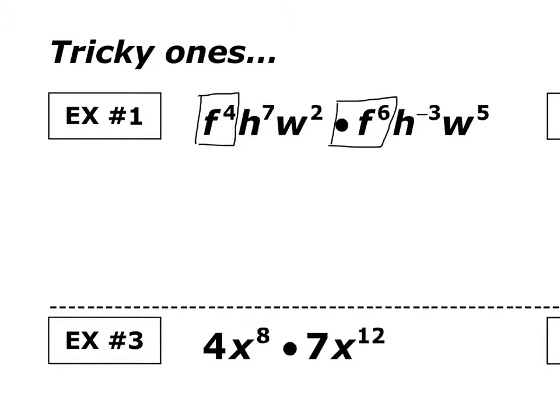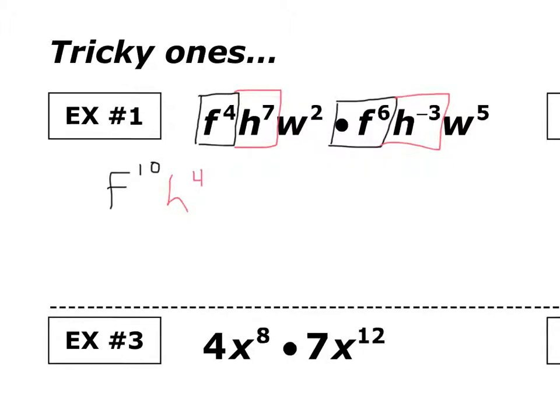Okay, we know these are multiplied, and they're the same base, so we can add them together, so 4 plus 6 gives us f to the 10th. Okay, let's look for our h's, and we'll do them in red. They're the same base, they're multiplied together. Then we take 7 plus negative 3, and that would give us h to the 4th.